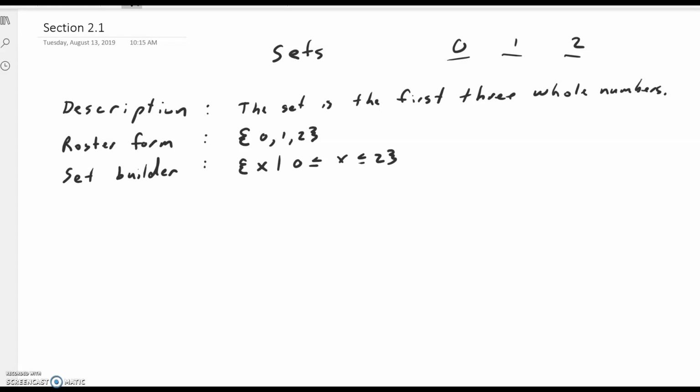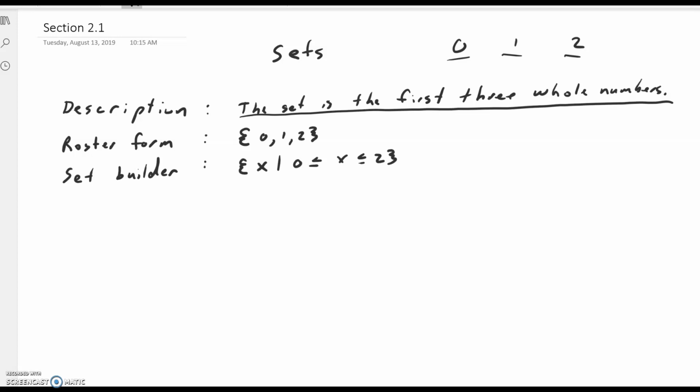The first way to describe a set is the description. This is one way to describe this set. Can you think of another descriptive phrase that describes the set? You could just say the set is the numbers 0, 1, 2 in words, and that would be a description. There's all kinds of ways of describing those three correctly, and each one of them is a valid description of the set.